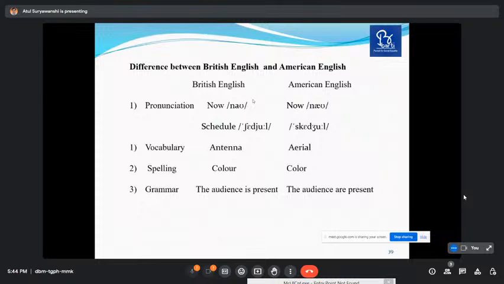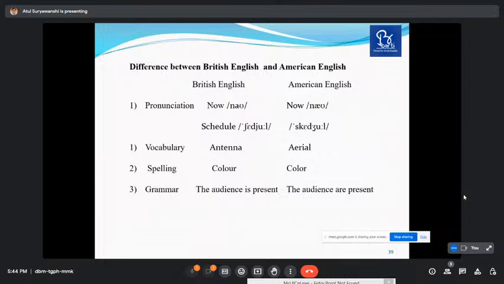Next point is the difference between British English and American English. So see the pronunciation here. There are four major differences that we teach to the students. The first difference is the difference of pronunciation. The second difference is the difference of vocabulary. The third is the spelling difference. And the fourth is grammar. So we have to study this. We have to understand this.